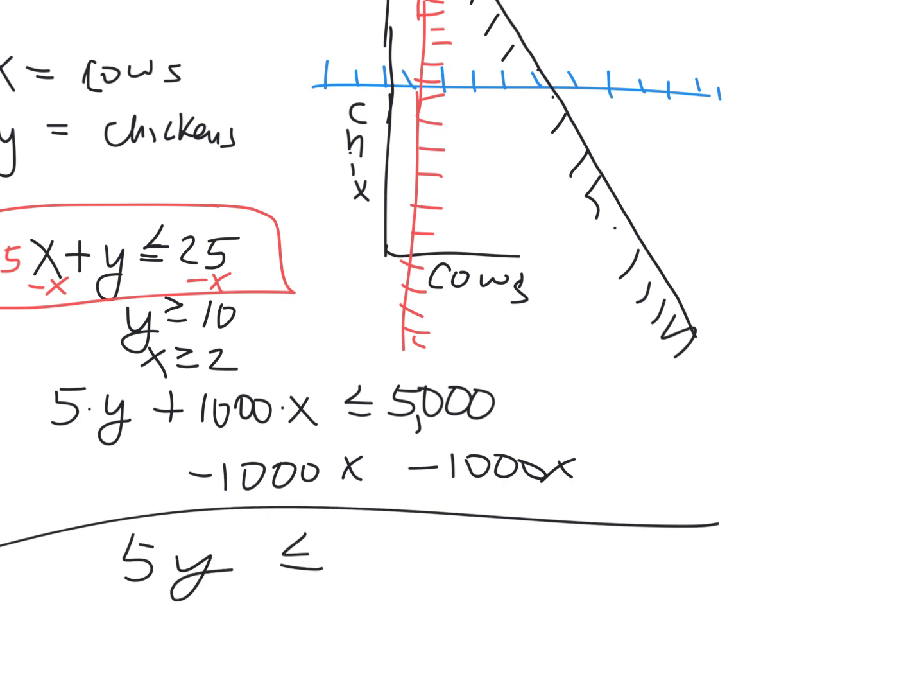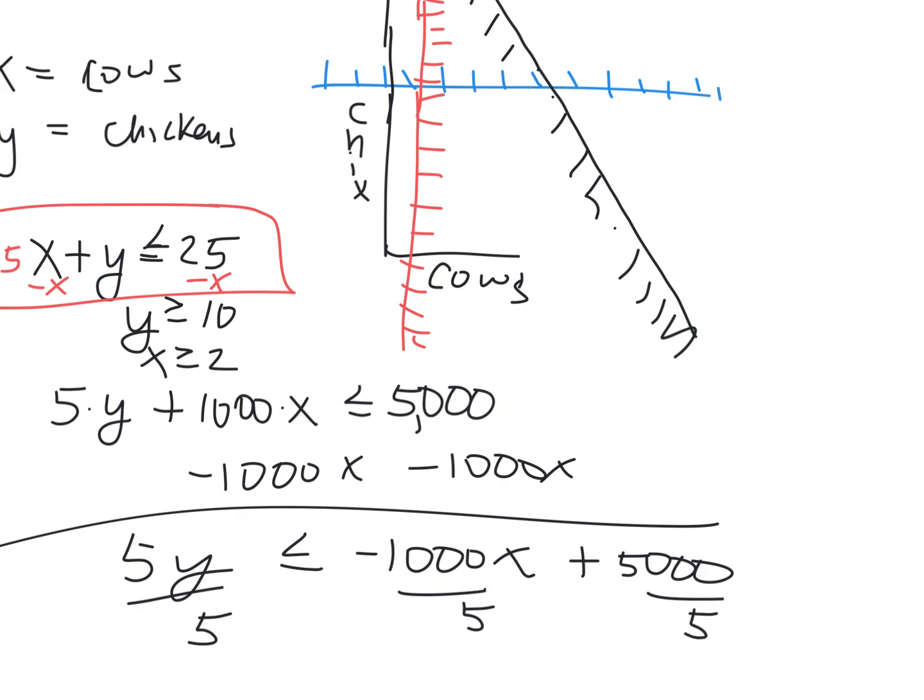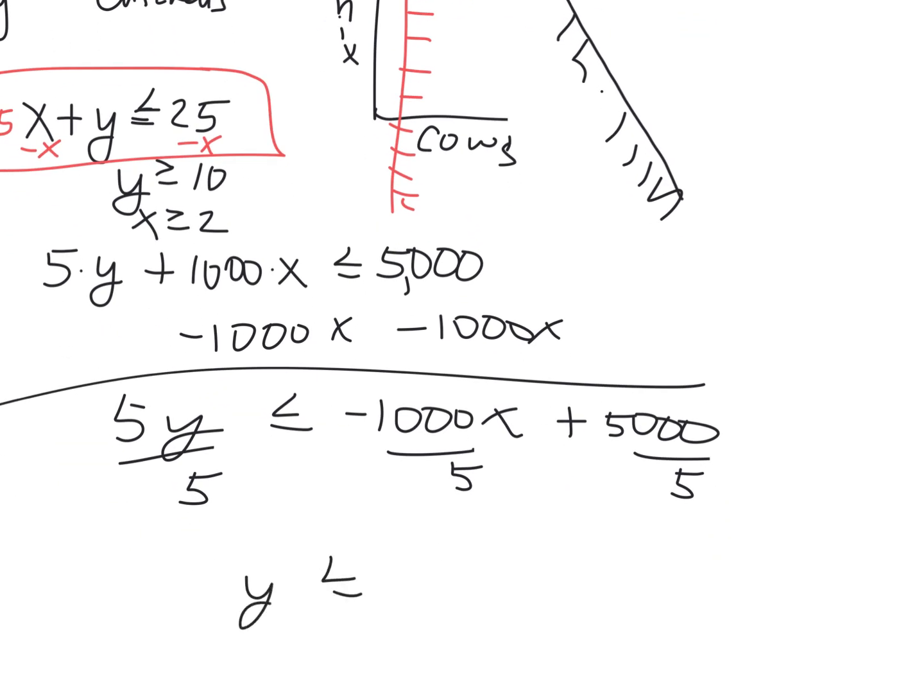5y is less than or equal to negative 1000x plus 5000. And I divide everything by 5. Well, those numbers worked out pretty nice. Y is less than or equal to negative 250x plus 200. Thank you, 200. You are correct. Good catch. And then 1000. There we go.